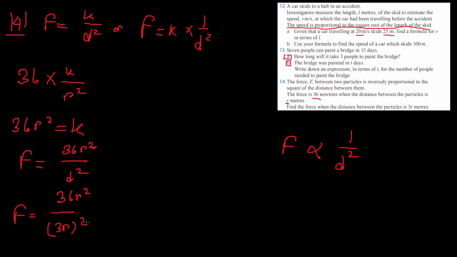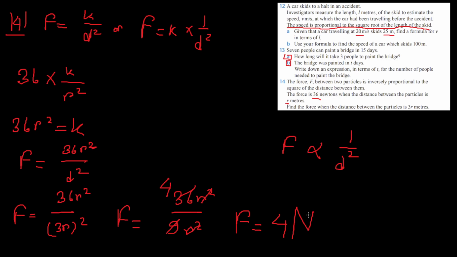So we know the whole square of 3 is 9, and r is going to be r squared. So if we write 36r squared, 3 squared is 9, and r squared is r squared. So we can just cancel the r squares and simplify this. So basically if we do this, we get 4.